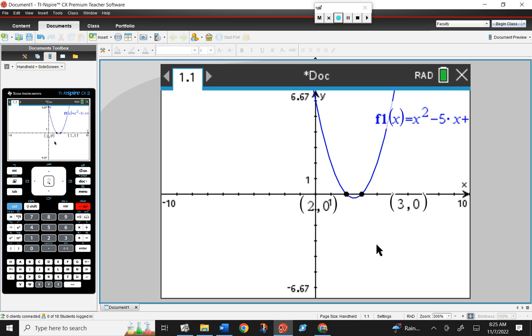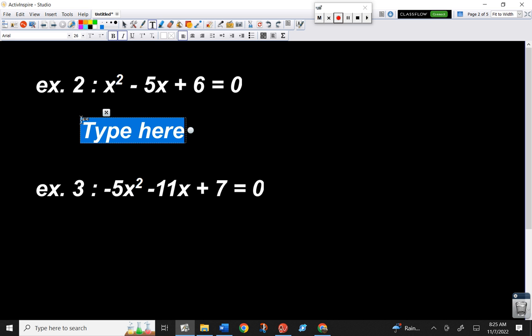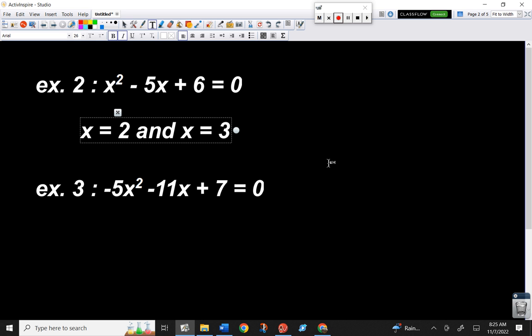All right, so there are two solutions. x equals 2 and x equals 3. So let's go back here and we'll write down x equals 2 and x equals 3. And that's how you'd write your answer. There's no work to show because we're doing everything in the calculator.